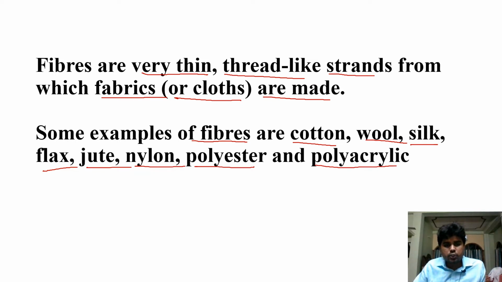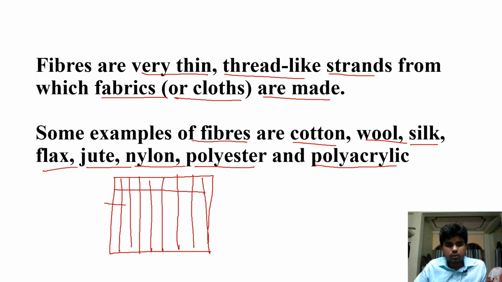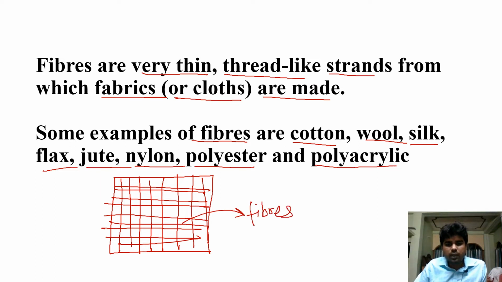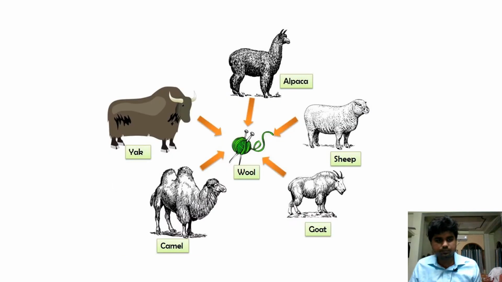So students, see, I am drawing something over here. If this is a complete cloth, this cloth is made up of very thin fibers. So these thin thread-like structures are known as fibers, and when all these fibers are knitted together, they form fabric. Okay, so let's move further.